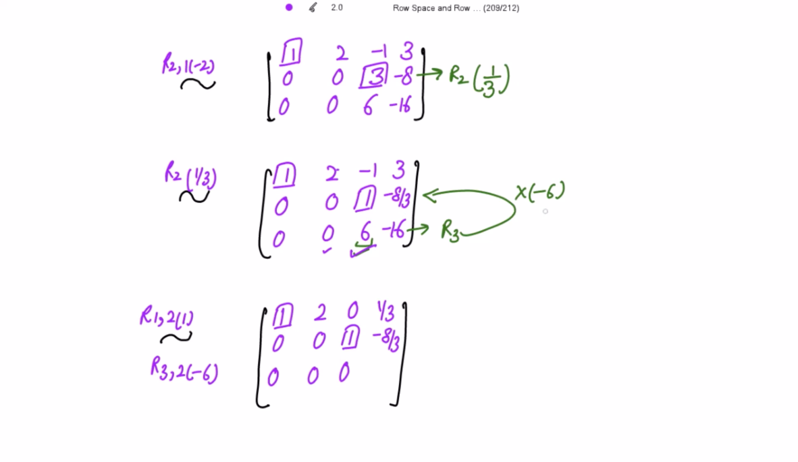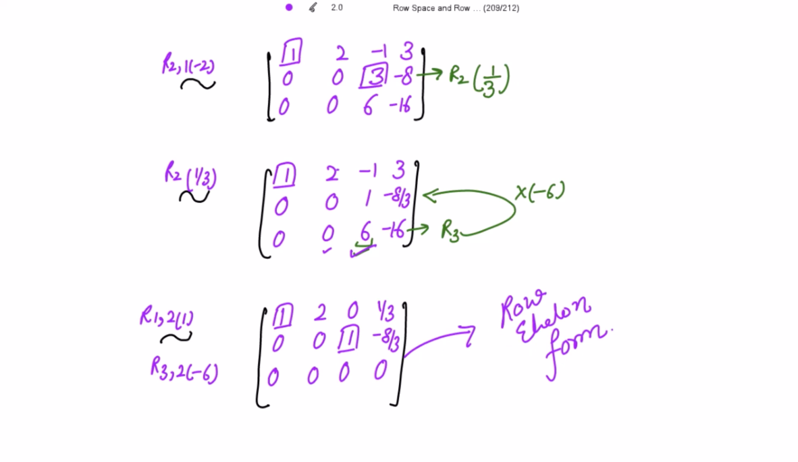Minus 8 over 3 multiplied with minus 6 we get 16. And adding this to negative 16 we get 0. Very fine. So this becomes our leading element for the second row, right? So this is now our required row echelon form matrix. And writing the basis from here.